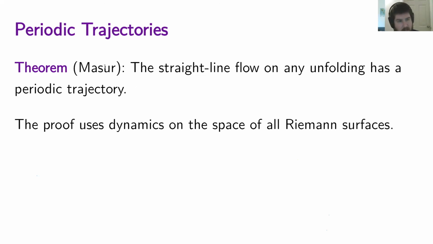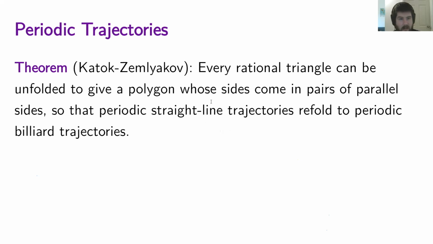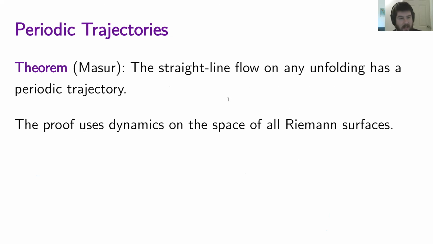So there have been other proofs since then, but this original proof by Masur uses some very heavy technology. There are things called Riemann surfaces. This octagon that we made is secretly a Riemann surface. And then there's something called a moduli space of Riemann surfaces, which is even more complicated. And then you can do dynamics on the moduli space. And by doing dynamics on this complicated thing called the moduli space, Masur is able to guarantee you that, in fact, this unfolding will have a periodic trajectory.